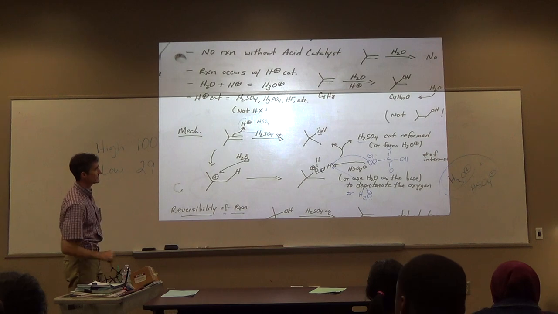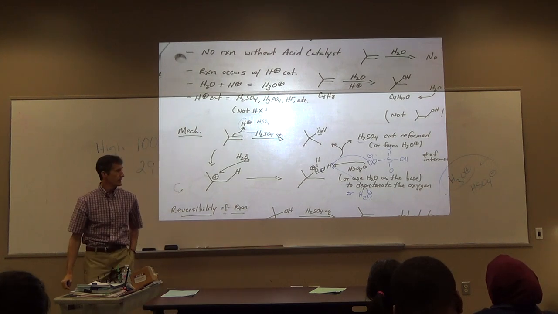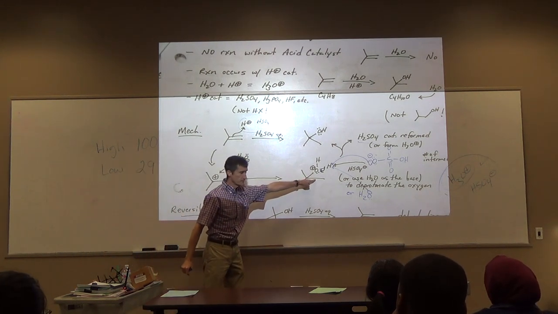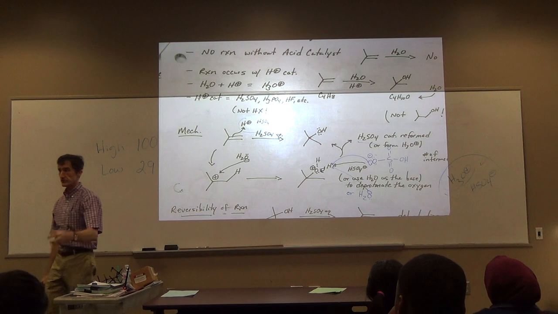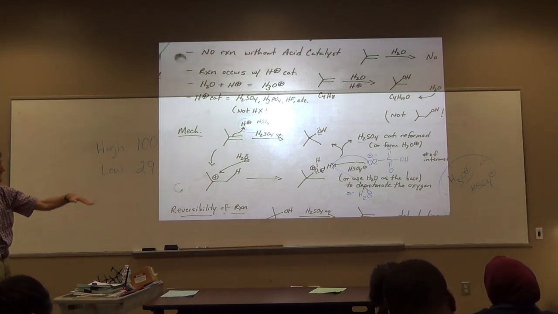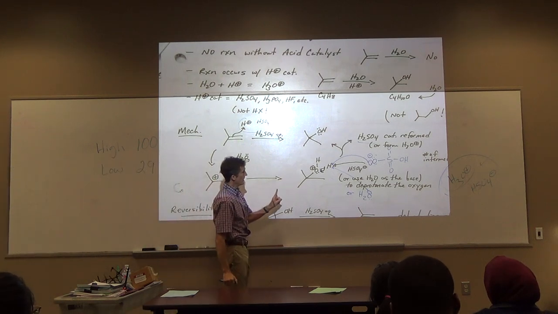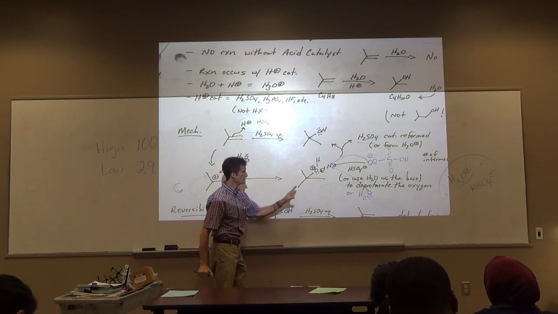How many intermediates in this mechanism? Two. Carbocation. We said all these have a carbocation. But that's also an intermediate, right? It's a discrete structure. It's formed along the way. It exists at some point during the conversion between the alkene and the alcohol. All right? So if you did a reaction coordinate diagram, you would include this.